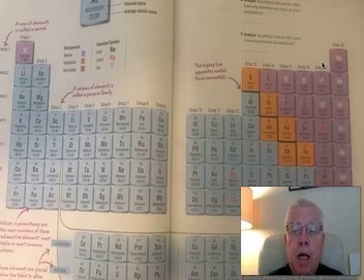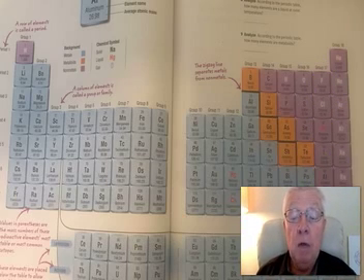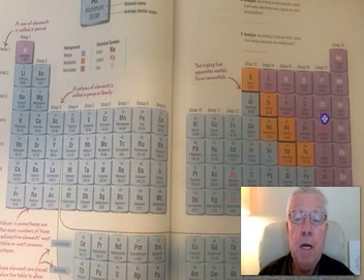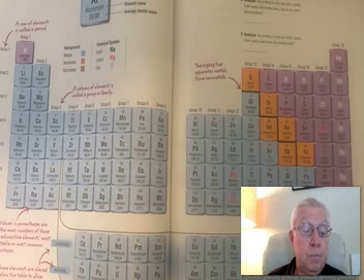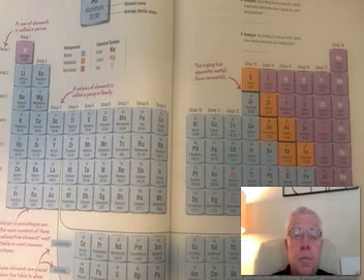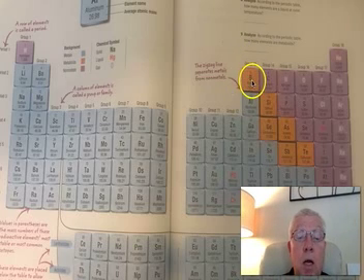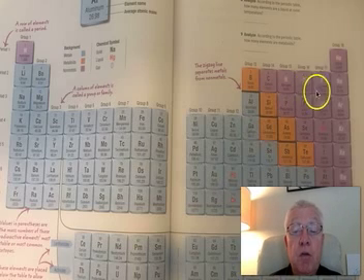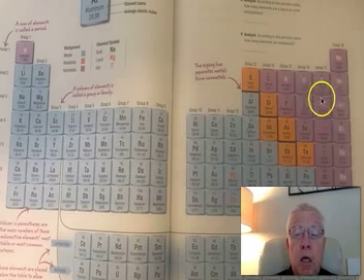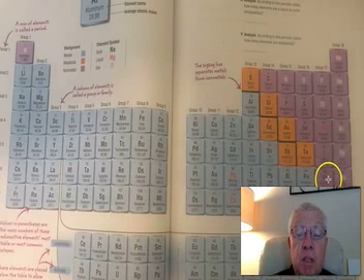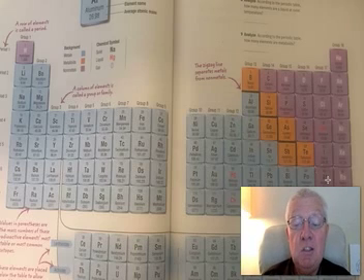Can't read it from here. And again, I don't memorize every one of the halogens. I memorize that the halogens are in the second column from the right-hand side. This is where the halogens are. All right, and the last question is, how many valence electrons would chlorine have? Find them on the periodic table. We know that boron has 3 and carbon has 4 and nitrogen has 5 and oxygen has 6 and fluorine has 7. And chlorine sits right underneath fluorine. Chlorine has 7 valence electrons, which makes it really reactive. It's just trying to get to 8.